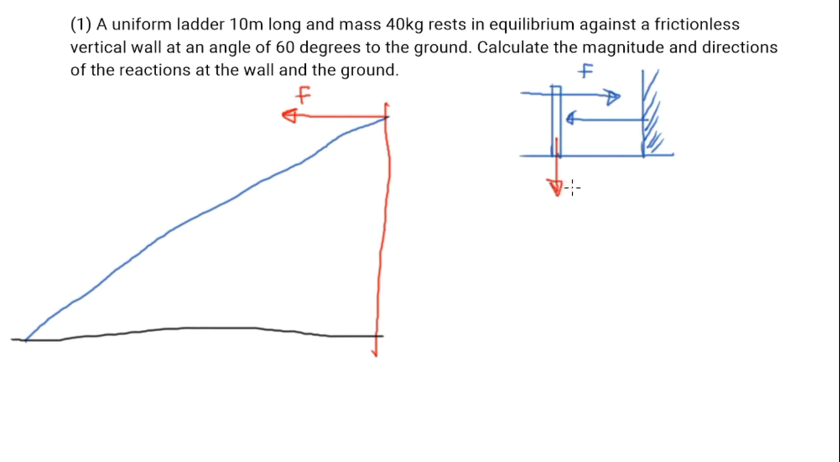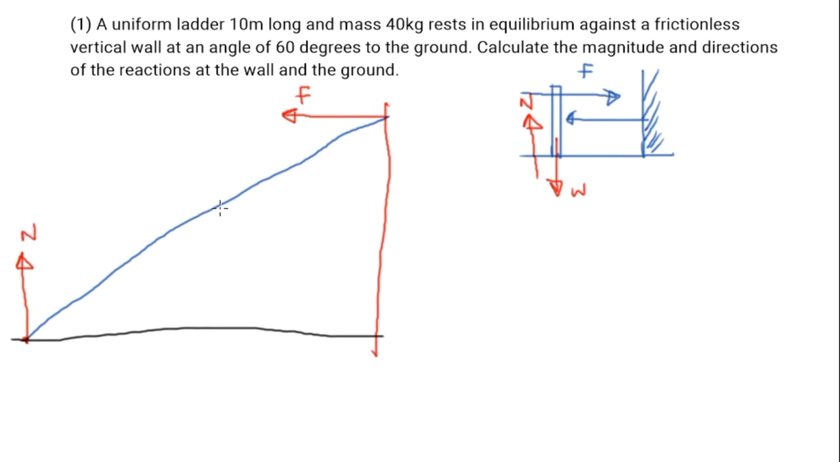Now notice that this ladder, being placed on the ground, will exert its weight on the ground, but the ground will also exert an equal but opposite force, which is the normal reaction on the ladder. So the ground will exert it on the ladder, and it has to be at the point of contact, which is this place. Let's call that N.